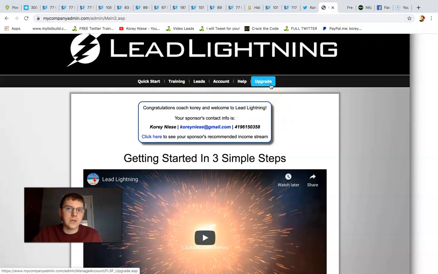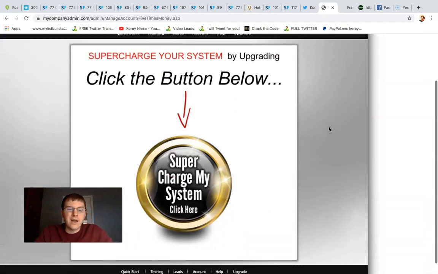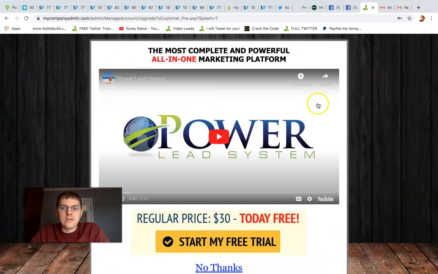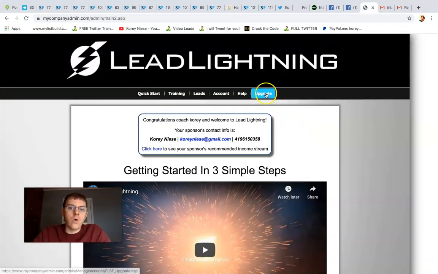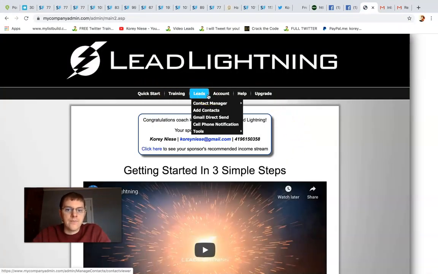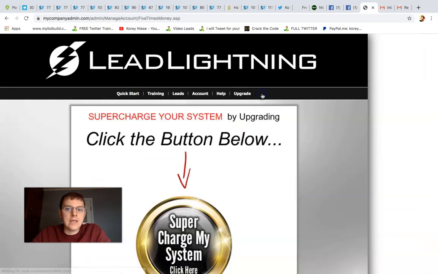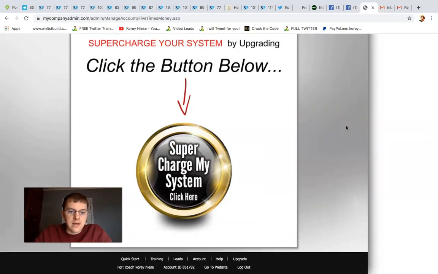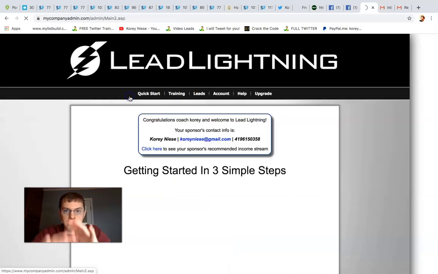It is kind of confusing when you're talking about Silver, Gold, all these different levels. If you want to upgrade to Silver, I'm not sure if they discontinued the Silver membership. I will get back to you on that because I just scanned the whole Lead Lightning back office here, and the only place that I'm finding to upgrade is right into our Power Lead System membership, which is different than the Silver membership.